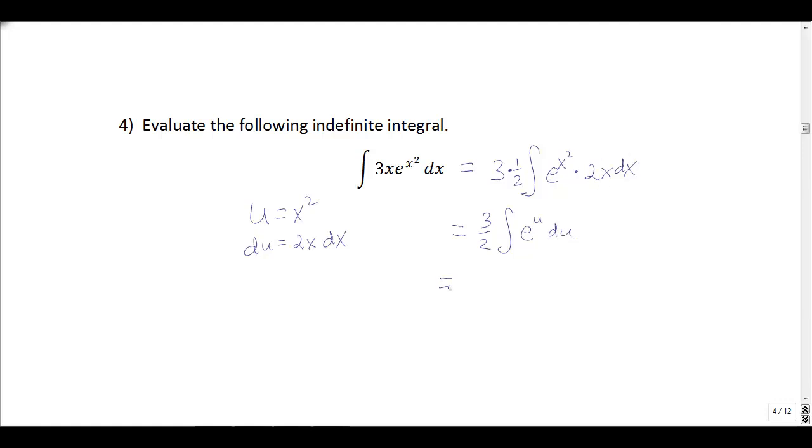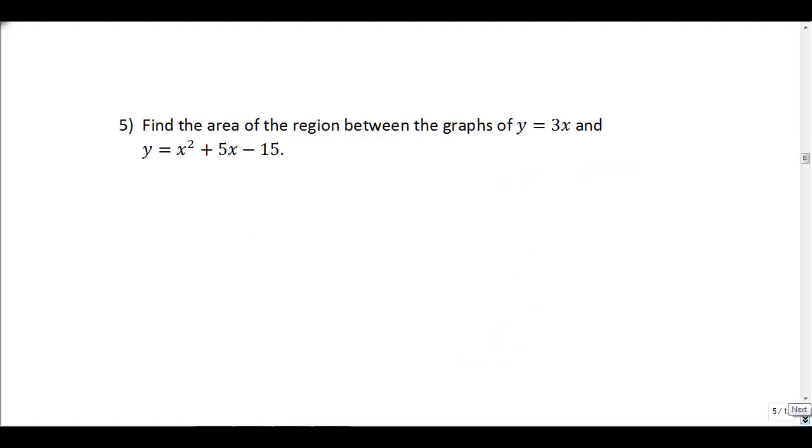Now I need to integrate, or do an antiderivative. Antiderivative of e to the u is just e to the u, plus c. And then I need to change my u's back to x's. So my answer should always be in terms of the original variable, which is x. So I get 3/2 e to the x squared plus c. And that's my answer. Next one.